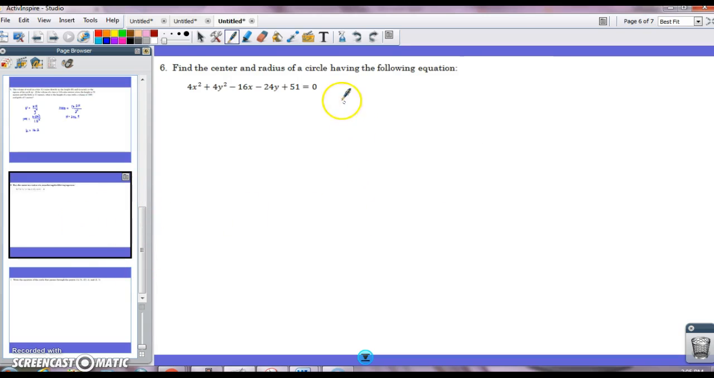Okay. The next one, this is going back a ways when we talked about circles. This is in general form. We need to put it into standard form in order to find the center and the radius. To do that, remember, we have to complete the square. So I'm going to group my x values together, 4x squared minus 16x, and I'm going to go ahead and group my y values together, 4y squared minus 24y. And I'm going to move my 51 over to the other side, so it would be negative 51.